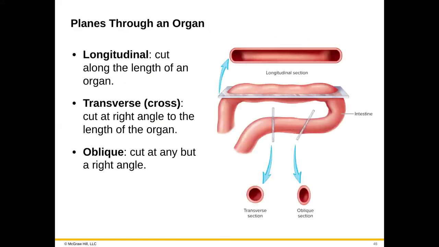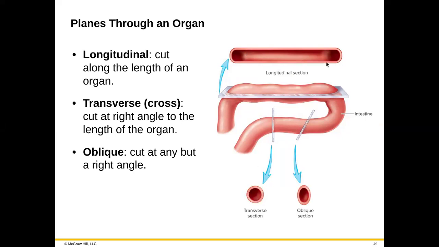Now, when we're looking at planes through an organ, there are different ways that we can look at it. We can have a longitudinal cut, which is a cut along the length of an organ, which you can see here. This is the intestine. So this longitudinal section provides this really long cut through this entire part of intestine. Now, a transverse cut or a cross cut is going to be perfectly perpendicular to its orientation and give you, in this case, the diameter of the intestine. It's cut at a right angle, or perpendicular, to the length of that organ.